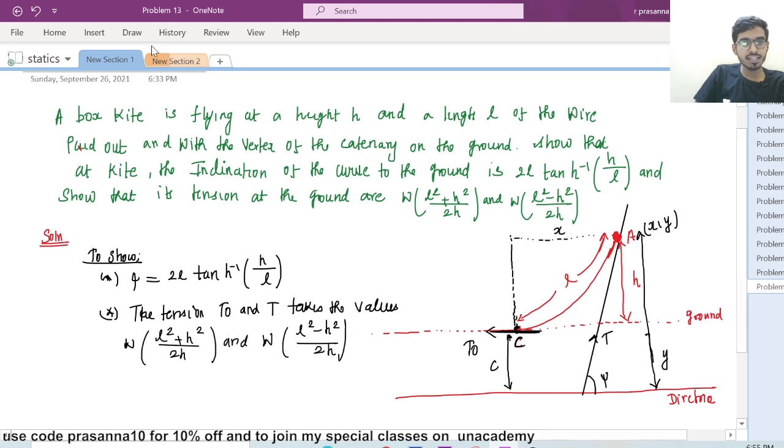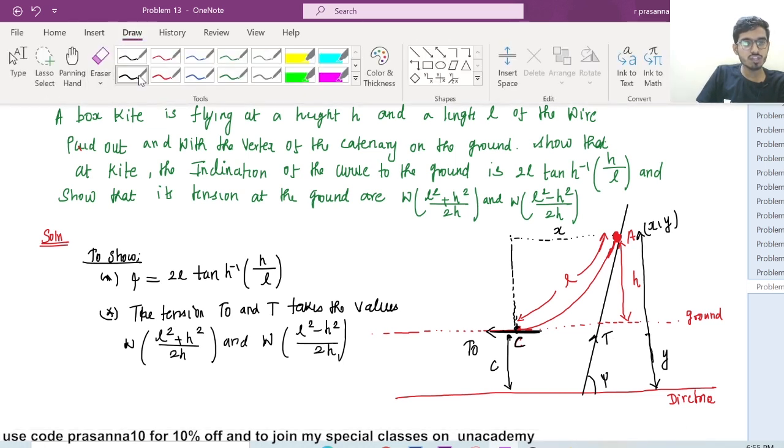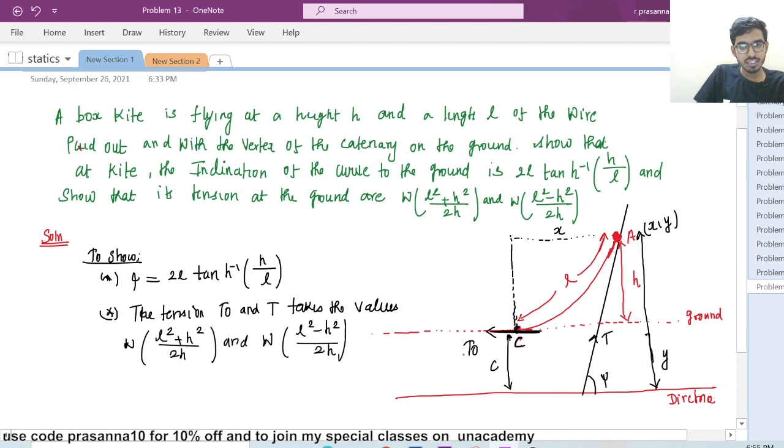So what is this tension? T is equal to Wy. So you already know both the formulas. What is this tension T naught? It is Wc. So this tension T naught is W times C, and T is equal to W times Y. These are very elementary that we come across in all the previous problems. So this point is C, the weight is W, and this tension is Wy, and this tension is Wc.